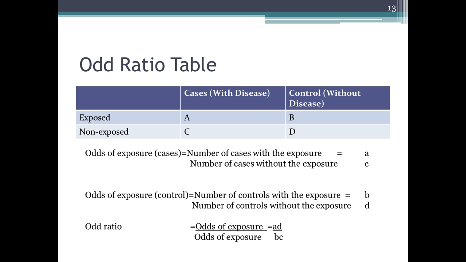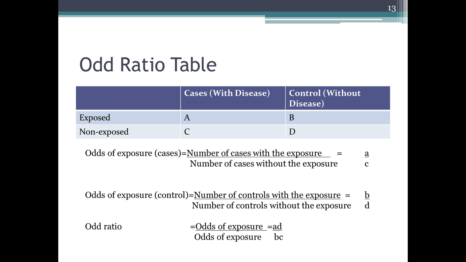In order to calculate the odds of exposure for the cases, you will need the number of cases with the exposure divided by the number of cases without the exposure, and that's A divided by C. And when you look at the odds of exposure for the control group, then you simply divide the number of controls with the exposure by the number of controls without the exposure, and that's B divided by D.